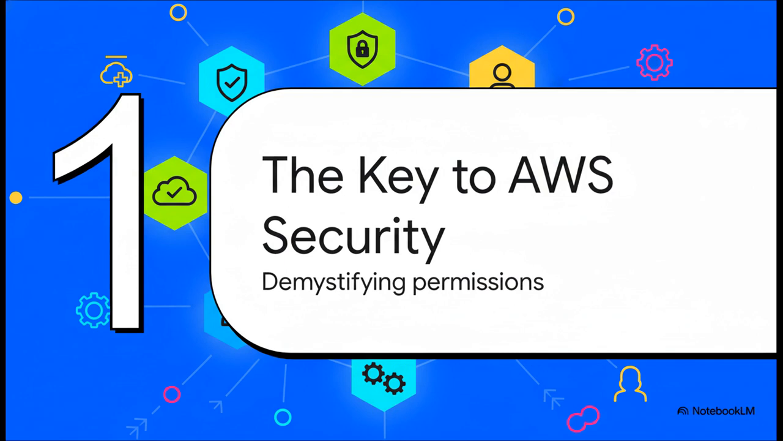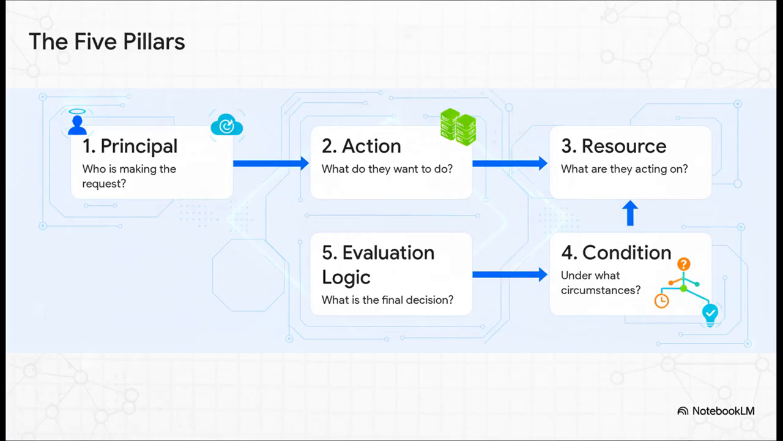All right, so what's the real secret to getting AWS security right? Well, it all comes down to 5 core concepts. Get these 5 things down, and I guarantee you can understand any permission, any policy in AWS. And here they are: principle, action, resource, condition, and evaluation logic. Think of these as the fundamental building blocks. Everything we're going to talk about today is built on these 5 pillars. So let's just dive right in.